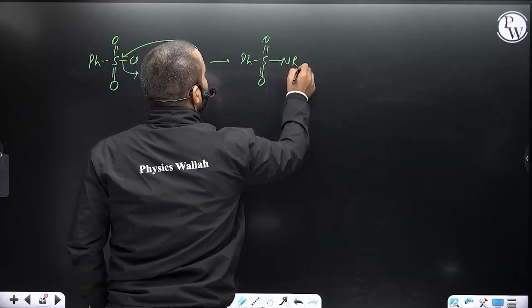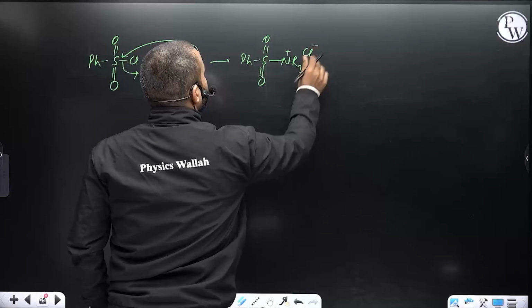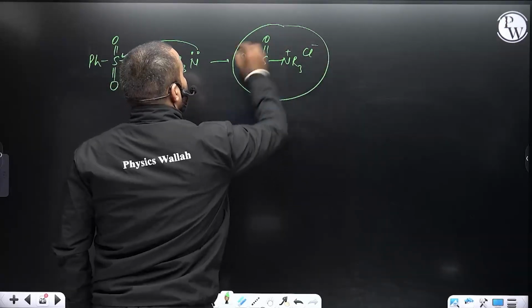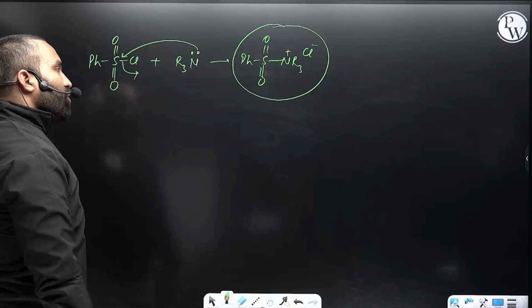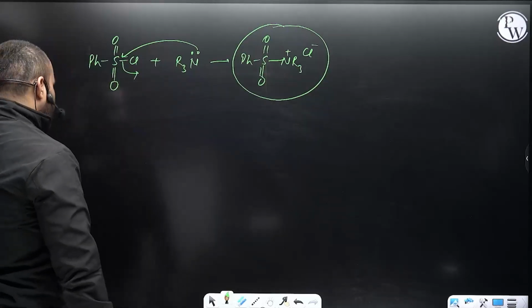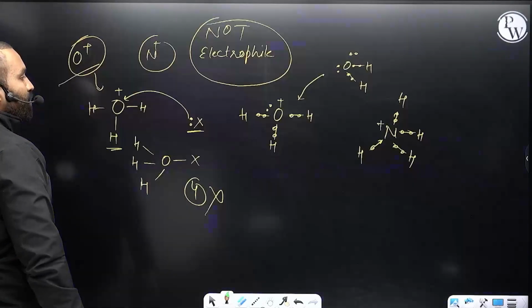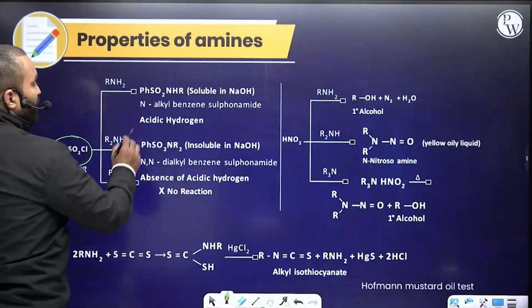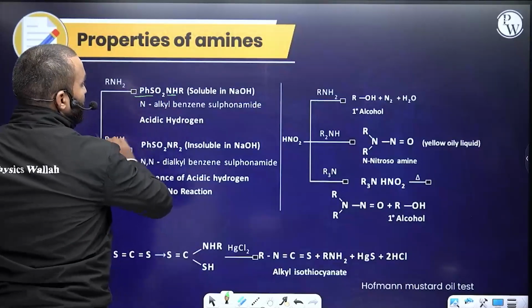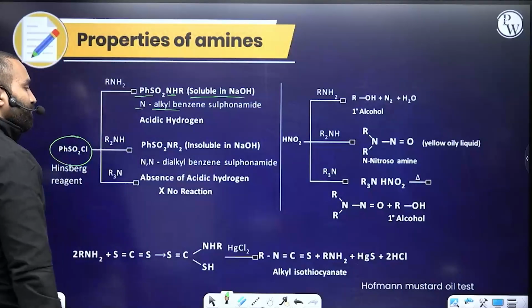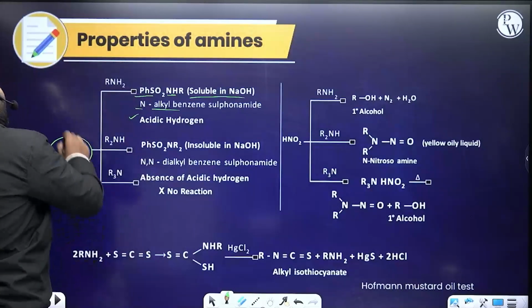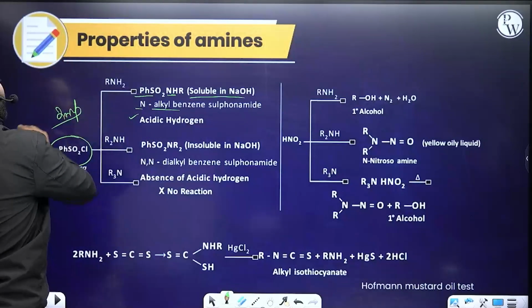Nitrogen is seemingly forming a salt here in the first step. This is the compound which is a positively charged species. Cl goes away, but the nitrogen cannot make itself neutral. So the primary one forms a compound which is soluble in water. This is the compound with NH, soluble in NaOH system. This is N-alkyl benzene sulfonamide. This has an acidic hydrogen. Very important, guys. Very important reaction.